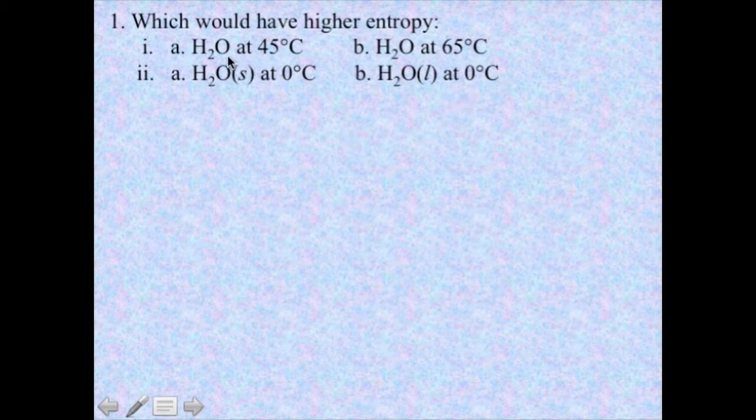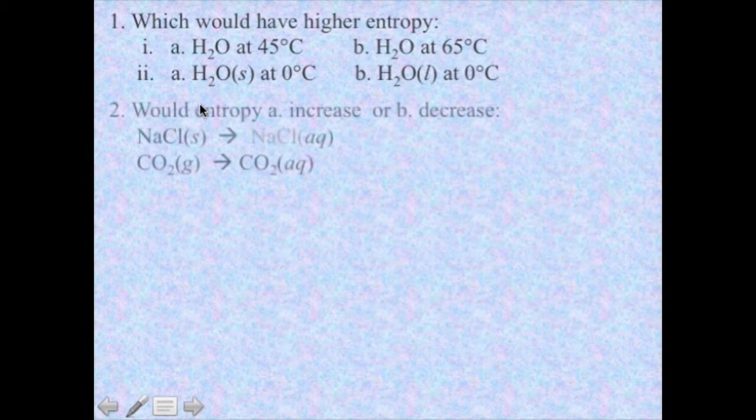Okay, so water at 45 versus water at 65. When the temperature increases, entropy increases. So B would have the higher entropy. And for 2, liquid water is going to be at a higher entropic state than ice or solid water.